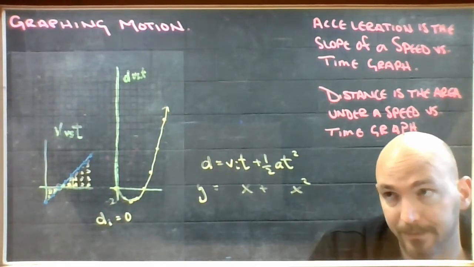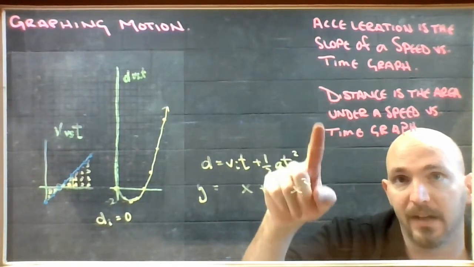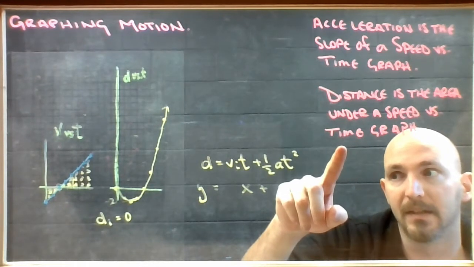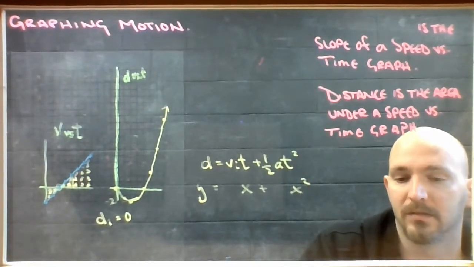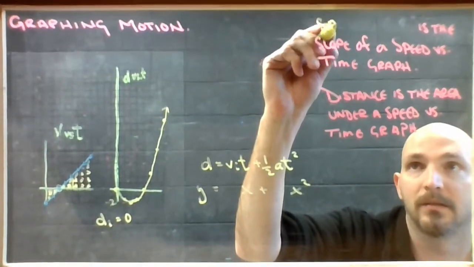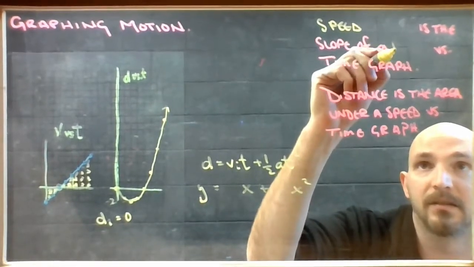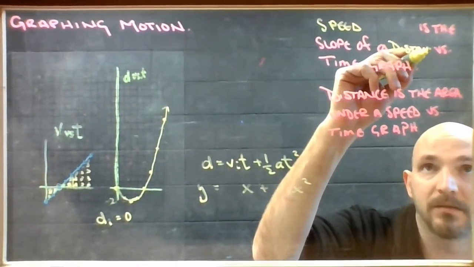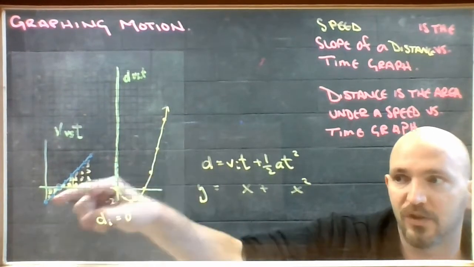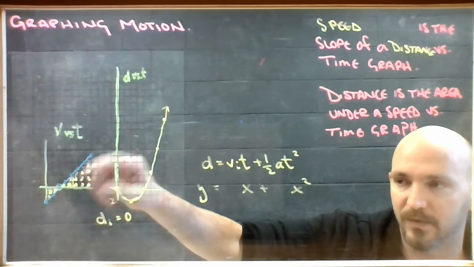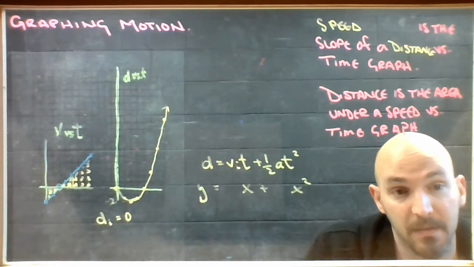Now, going the other way, if distance is the area under a speed time graph, then speed is the slope of a distance versus time graph. So because the change in v over change in time, dv by dt, gives us acceleration, then the change in distance over time should give us the speed.